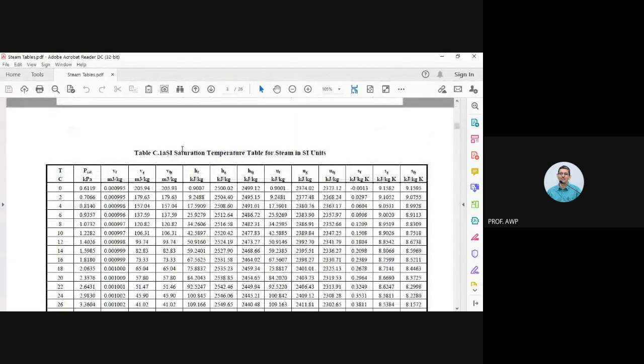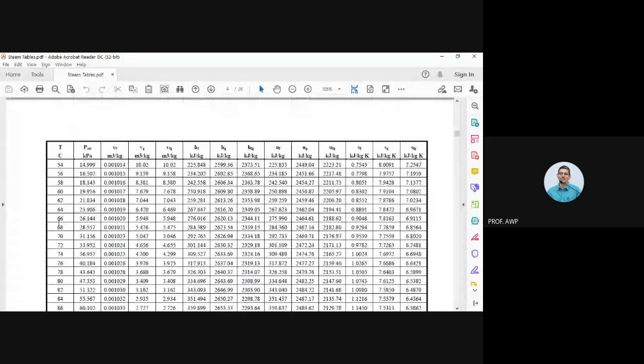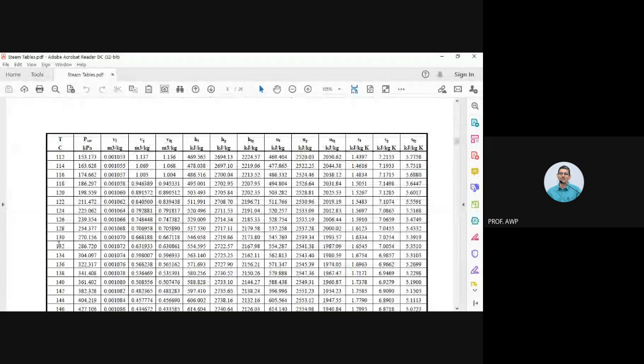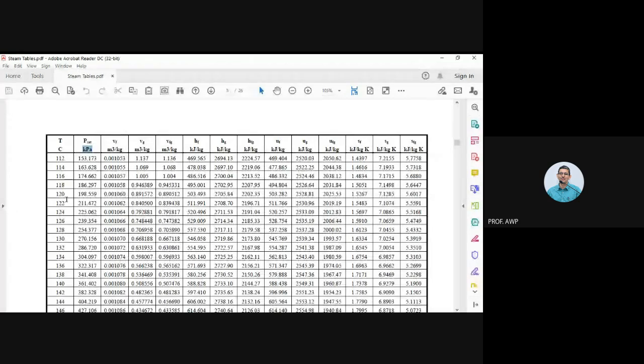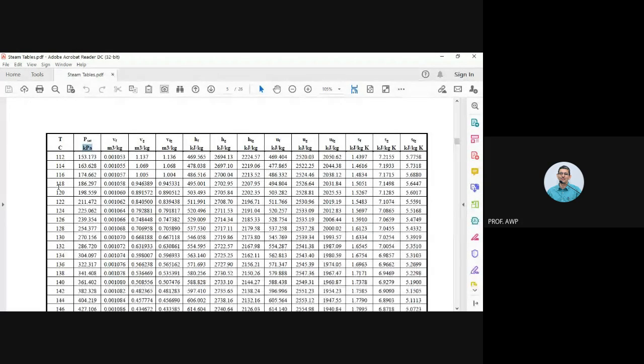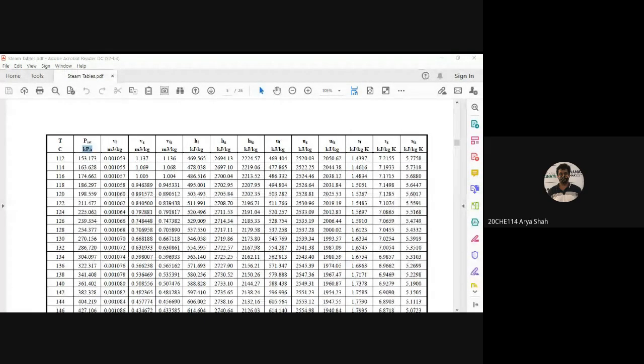So if you look at this saturation temperature table, right? What is the temperature? 137 degrees centigrade. 137 is here. What is the pressure? 322 unit. Sir, kilopascal. Kilopascal, right? So 322 kilopascal means 3.2 atmospheres or 3.2 bar, if you like. Okay. Is that okay? Kilopascal and bar. Yes, sir. Okay. Fine.